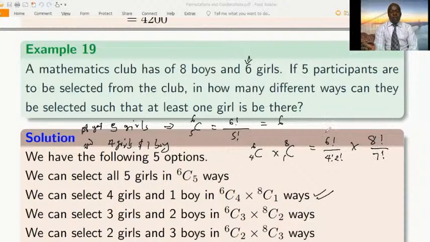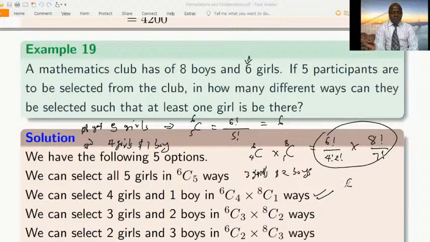You can do it using a calculator. Now, so that is the first group. The second group, we may want to have 3 girls and 2 boys. Remember that the total number of participants must be 5. So 3 girls and 2 boys. But 3 girls from 6, so 3 girls from 6 and 2 boys from 8. And you can do this, and get the answer.